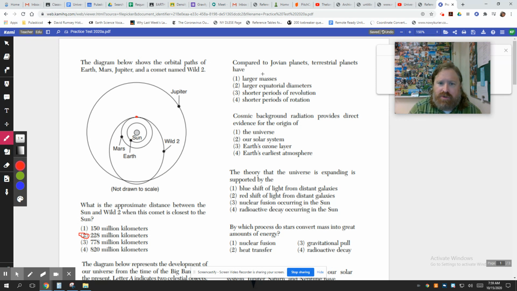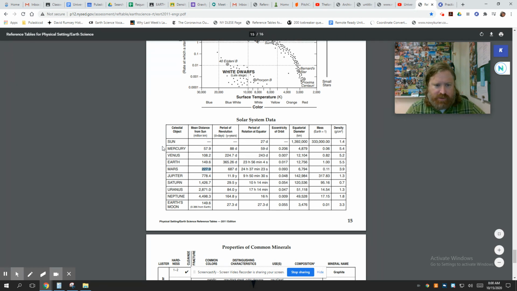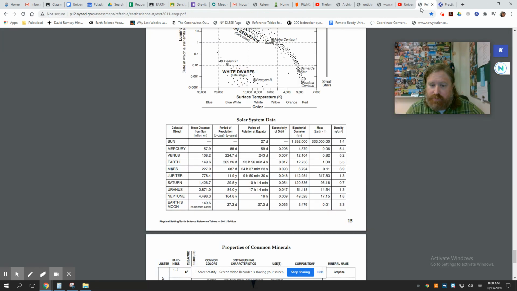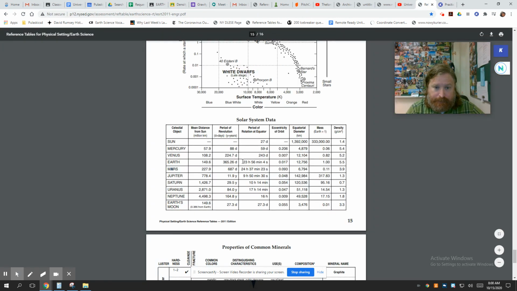Compared to Jovian planets, terrestrial planets have what? Now, if you just finished the other video, this might be fresh in your head, but what if it's all the way till tomorrow and you're saying, well, what am I going to do? All you got to remember, the first four are terrestrial, last four are Jovian, and we are looking for terrestrial planets have what? Larger masses is not the case. Larger diameters is not the case. Shorter periods of revolution or shorter periods of rotation. It's going to be revolution.